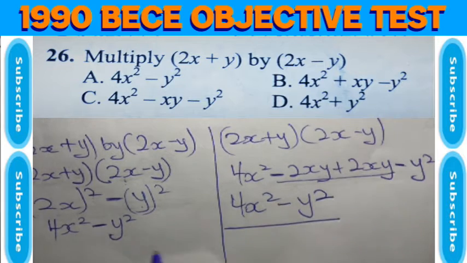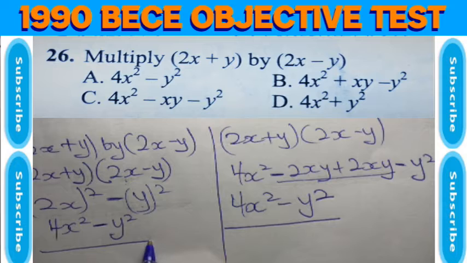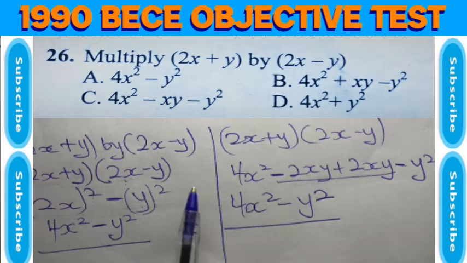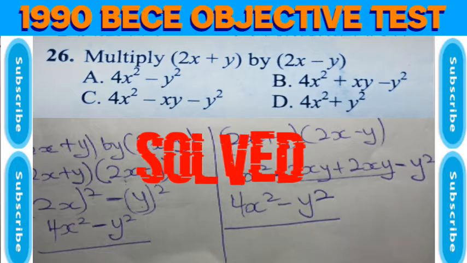And this expression is the same as this. That was what I was talking about, that this is the difference of two squares. So there is no need worrying your head, expanding the whole bracket. Once you notice the expressions are the same, and the only thing that changes is the operations, you have an addition sign and then a subtraction sign over here. You only take the first expression, square it, minus the second expression squared, and you obtain your answer. So we are done with question 26.